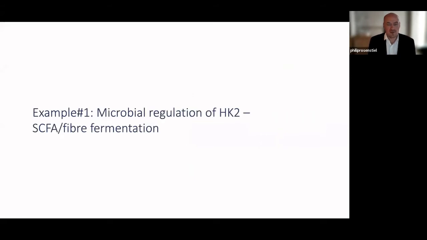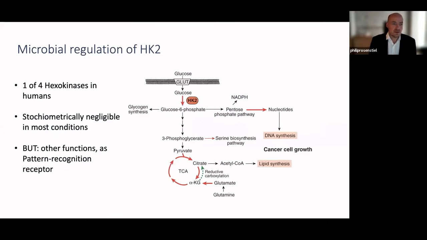Now let's turn to the first example, and that is how microbes and microbial products actually regulate a hexokinase, namely hexokinase 2, by short-chain fatty acids or fiber fermentation, and how this impacts host immunity. You all know that hexokinases catalyze the first rate-limiting step of glycolysis, the glucose 6-phosphate addition here.